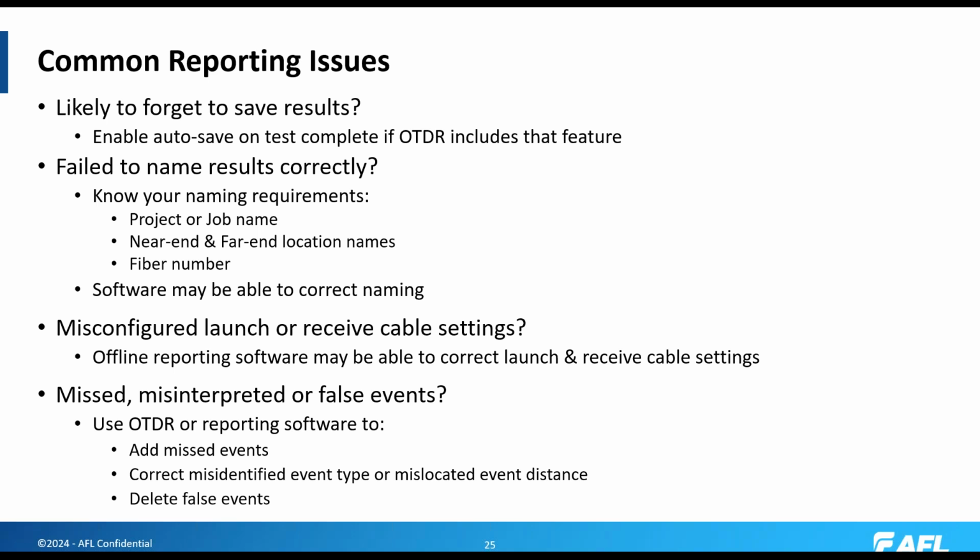If you have misconfigured launch or receive cable settings, you may be able to correct those in your offline reporting software. And if you have missed events, you may be able to add them. If you have misinterpreted events, you may be able to correct them. If you have false events, you may be able to delete them. And all of these capabilities are supported by AFL's Flex Reports software.